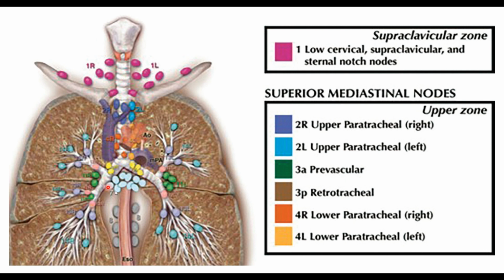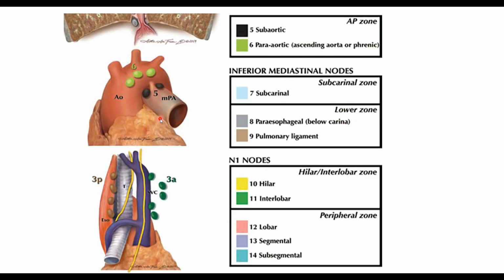And then we have the subcarinal lymph nodes, the paraesophageal lymph nodes, and the pulmonary ligament lymph nodes, that is station 9. So this will be the pulmonary ligament, which is the inferior border of the pulmonary hilum. So that will be station 9 lymph nodes. Station 10 onwards are N1 lymph nodes that are in the lung parenchyma, on the hilum, the interlobar, lobar, segmental, and subsegmental.